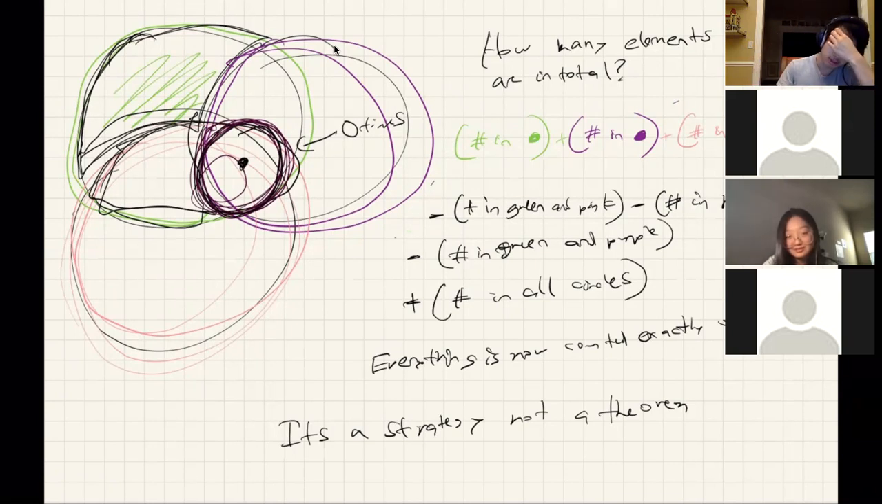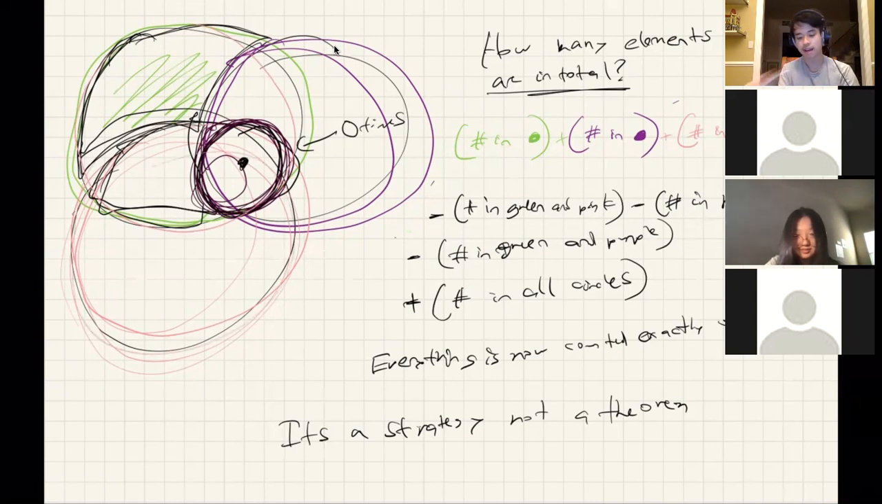And sometimes you're not being asked how many elements there are in total. Sometimes you might be given how many elements there are in total, and you have to solve for the number in a particular circle. So you're not always looking for the same thing.